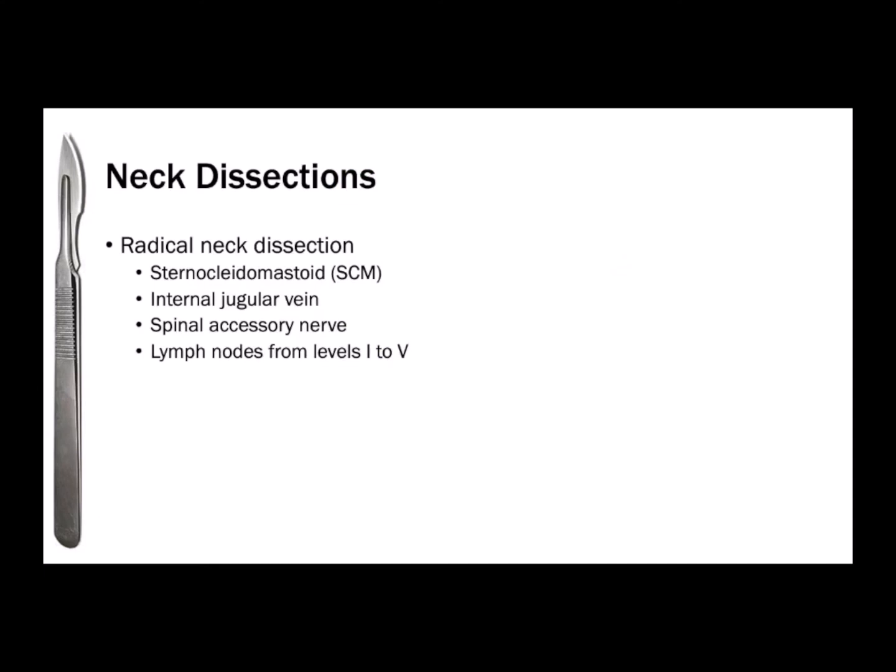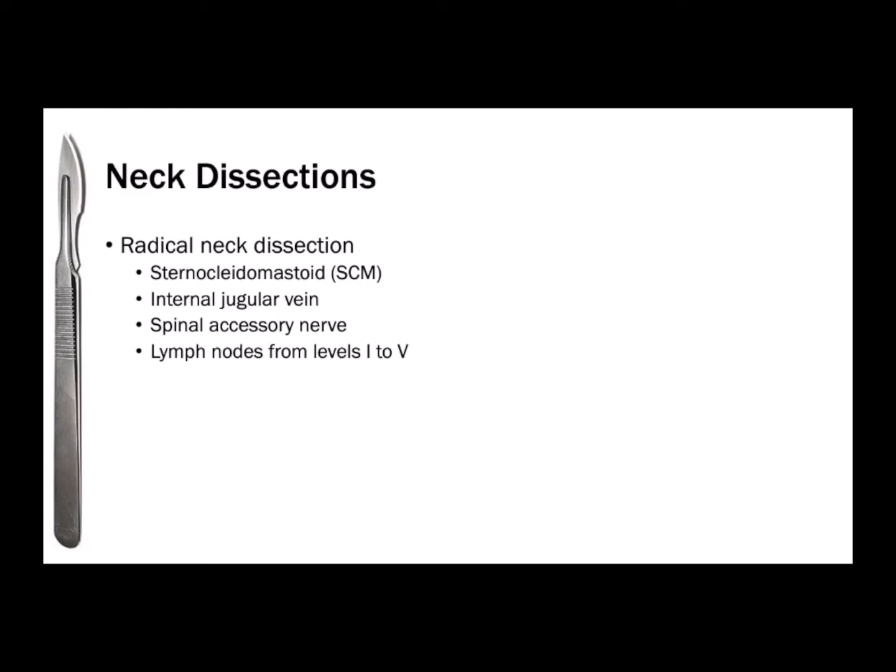So the classic radical neck dissection that is essentially the definition of a neck dissection is going to be pretty invasive. So it's going to include the sternocleidomastoid muscle. So remember, we just reviewed that at the beginning. The internal jugular vein, the spinal accessory nerve, remember that's going to innervate the sternocleidomastoid and the trap, and it's going to travel across that posterior triangle. And then it's also going to include lymph nodes from levels 1 to 5.